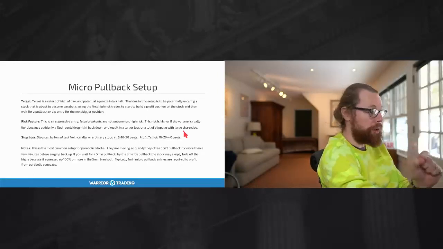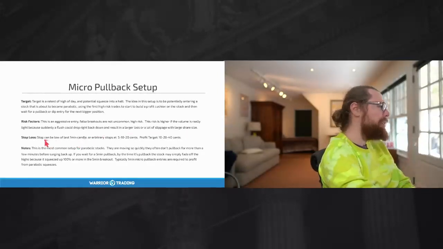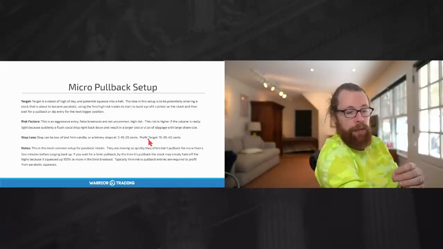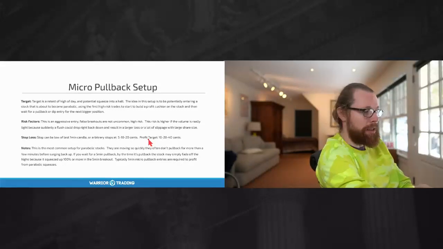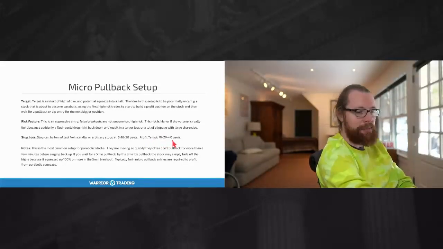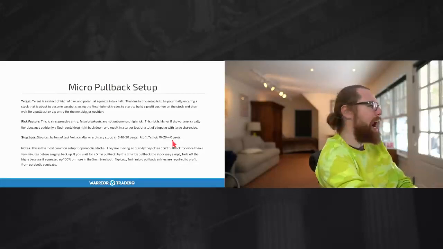That's especially true pre-market. The stop loss can be the low of the last 1 minute candle or an arbitrary 10-20 cent stop depending on the spreads and what slippage you might anticipate. Profit target anywhere from 10, 20, 40 cents, but maybe higher if it's a higher price stock.